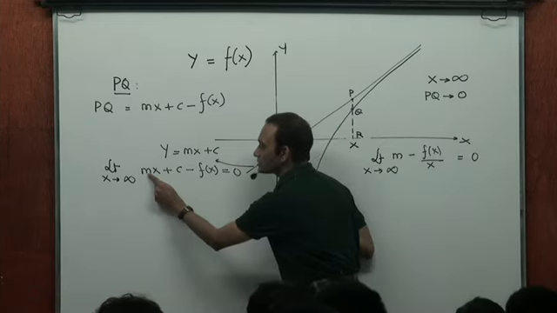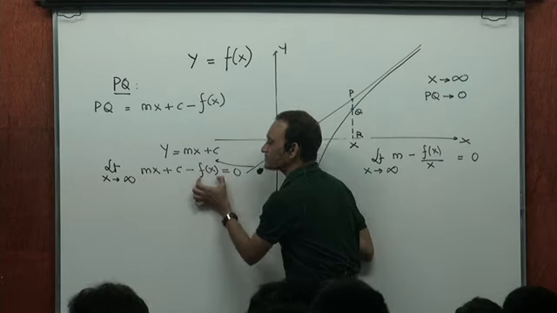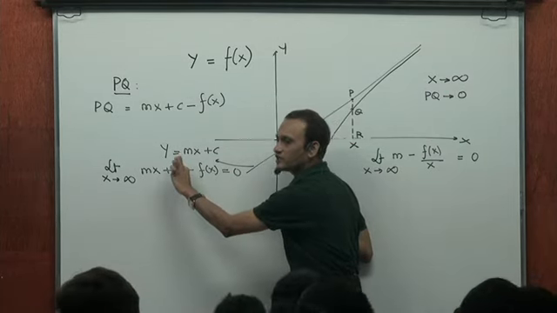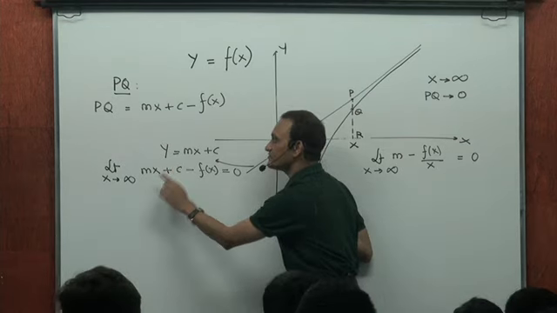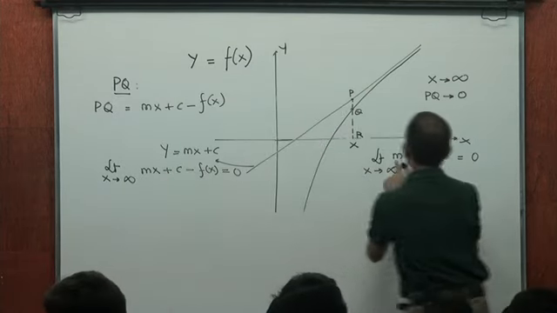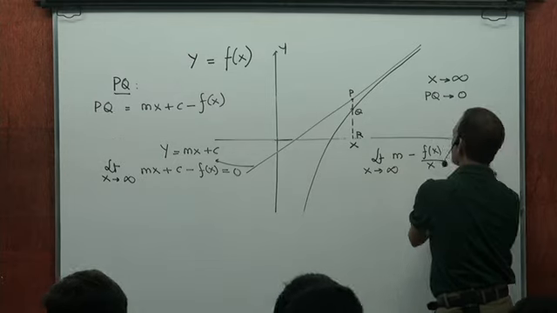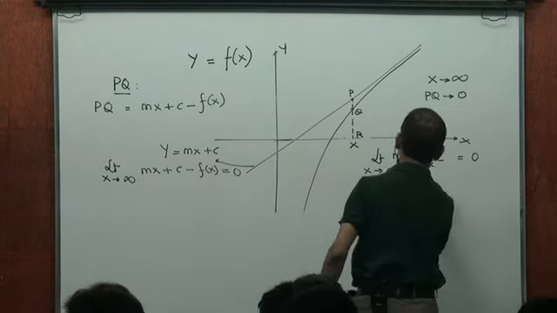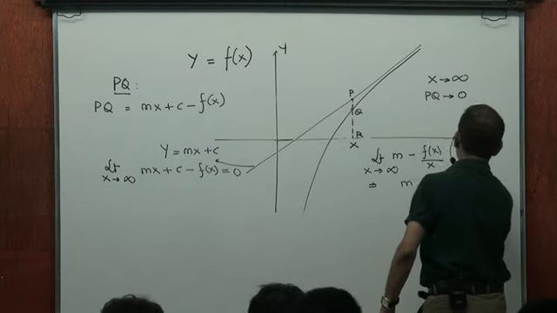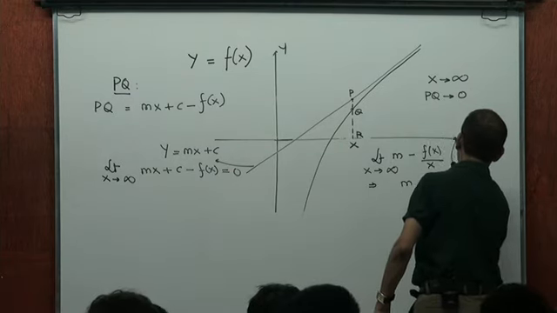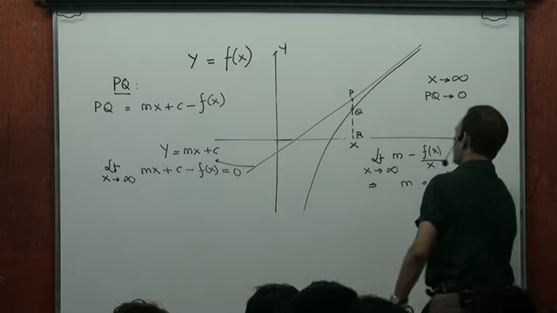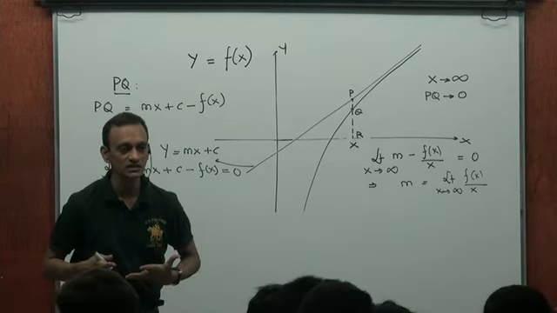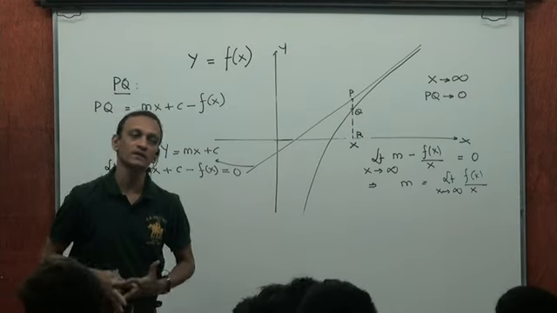On dividing by x, this will be m plus c by x minus f(x) by x as x tends to infinity. And the c by x would tend to 0 as x tends to infinity. So then we have limit of m minus f(x) by x as x tends to infinity is 0, leading to m equal to limit f(x) by x as x tends to infinity. Right? If this limit exists and is finite, then there is an asymptote.